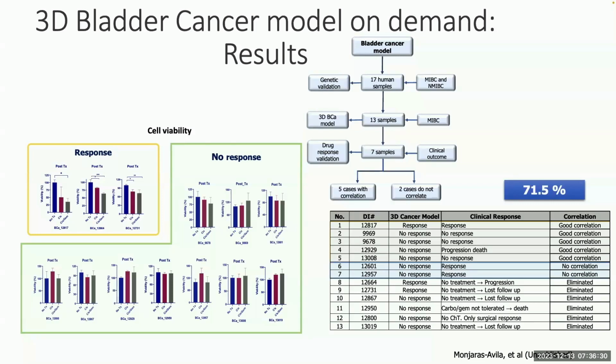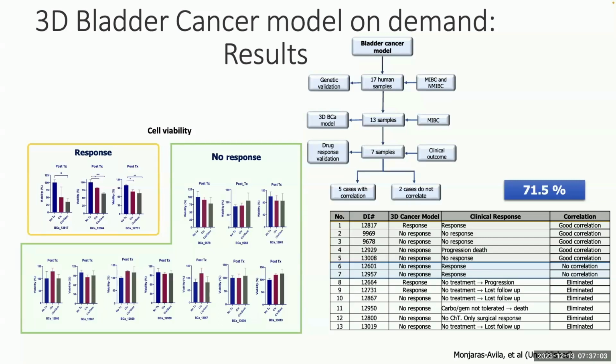Unfortunately, from those 17 patients that we saw, some of them were non-muscle invasive, so we had to discard those. We ended up with 13 samples that were muscle invasive, and all 13 samples were done. Cesar did the 3D model that he seeded in the decellularized bladders that we had. He treated them with Cisgem to see what the drug response in those tissues was going to be, and we compared it to the clinical outcome.